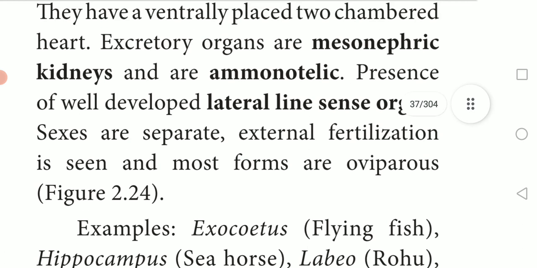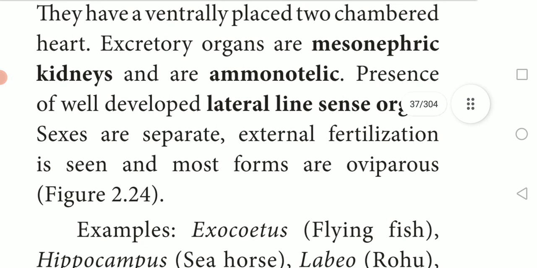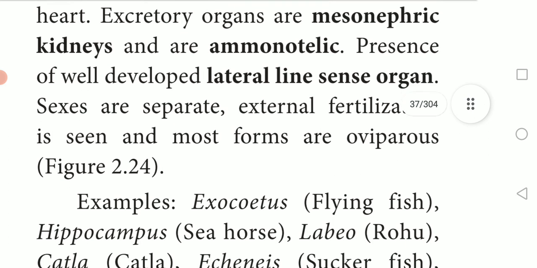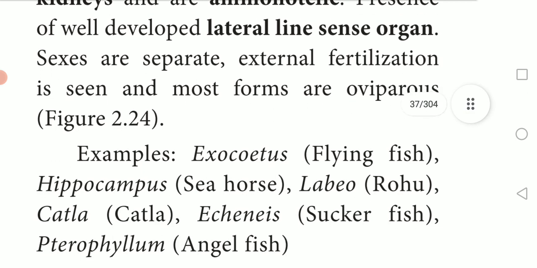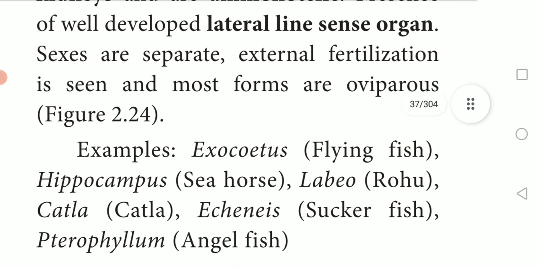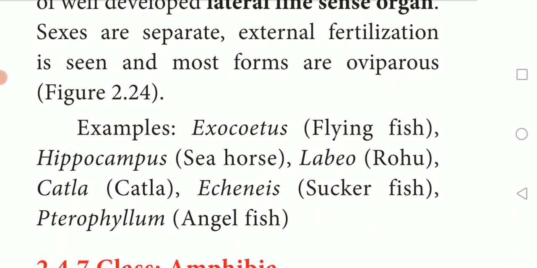There are well-developed lateral line sense organs on the lateral side. Sexes are separate. External fertilization is seen, and most forms are oviparous. What do we mean by oviparous? The organisms which lay eggs and the young ones hatch out. That is what we call oviparous.